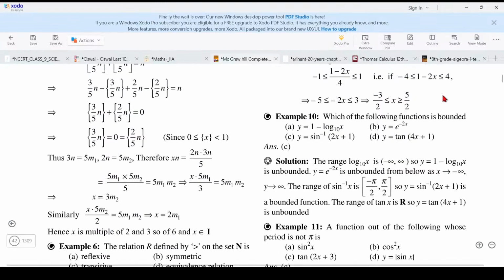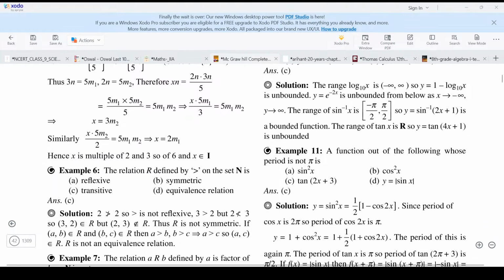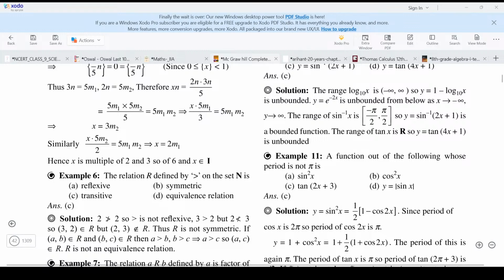Now we'll cover relations separately. Let's look at all the function related things. Periodic functions, did we discuss? What is a periodic function? No, sir, we stopped at inverse last time. Okay, we stopped at inverse last time. So, periodic functions.